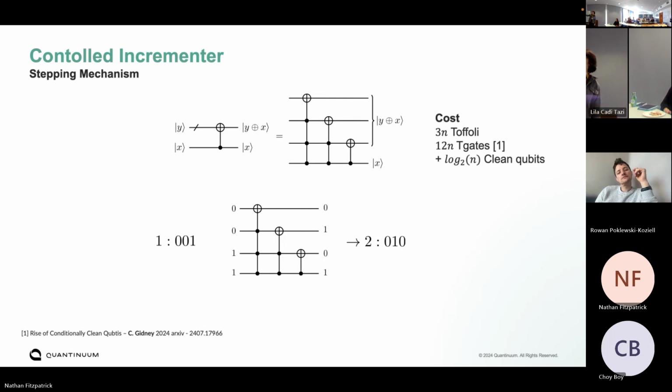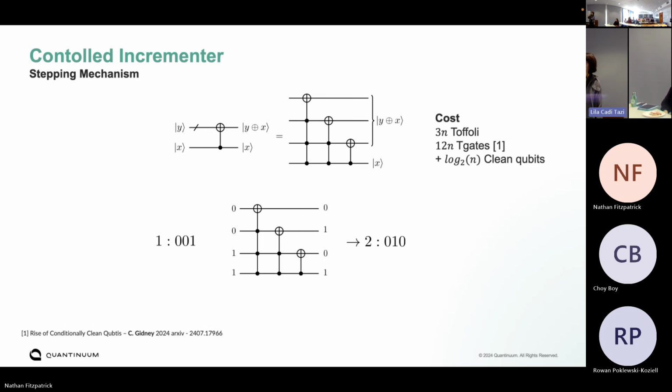So it goes in reverse. So you see what I mean? And so basically, you're just shifting the register up by 1. This is what Chiara is an expert on. There's this compilation strategy. So there's a way to compile these with 3n Toffoli gates, where n is the number of qubits, with log n clean qubits. This is a paper by Craig Gidney in 2014.